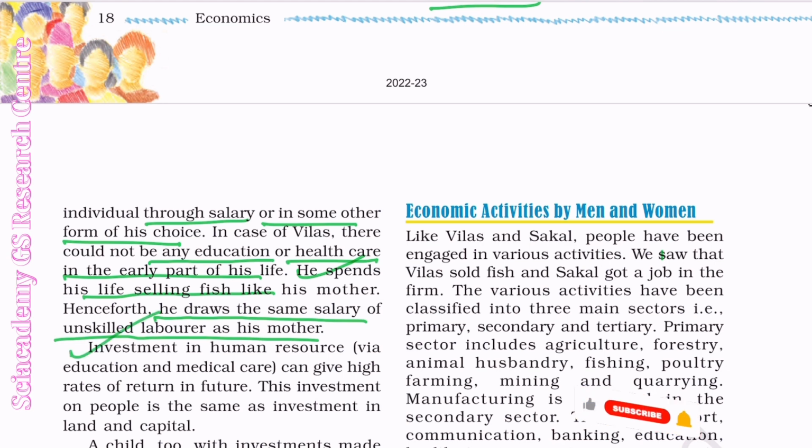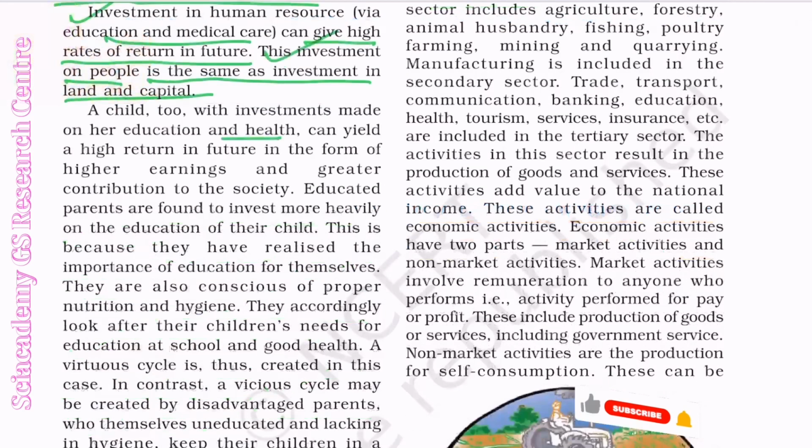Investment in human resource via education and medical care can give high rates of return in future. This investment on people is the same as investment in land and capital. A child who, with investments made on her education and health, can yield a high return in the future in the form of higher earnings and greater contribution to the society.